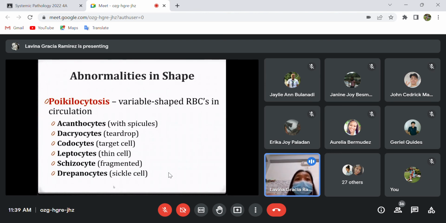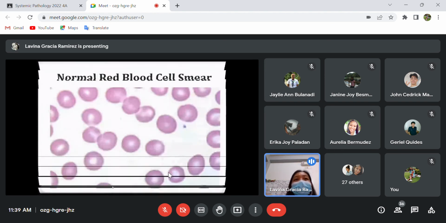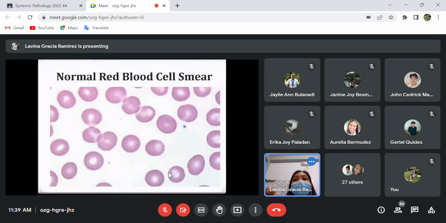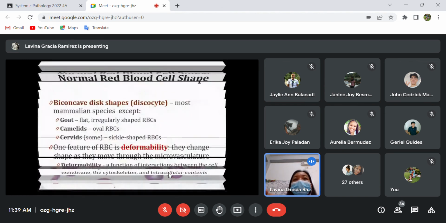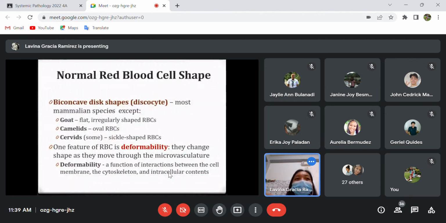So, acanthocytes with spicules, the dacryocytes, they are called dacryo because they resemble a teardrop. Codocyte, para siyang target cell or bullseye. Okay, leptocytes, thin cells, schizocytes, fragmented cells, and drepanocytes as a sickle cell. Okay, so some pictures. So you have the normal blood cells here, and then the normal is called discocytes. So ito yung some inclusions lang in terms of the normal characteristic of the blood cells.